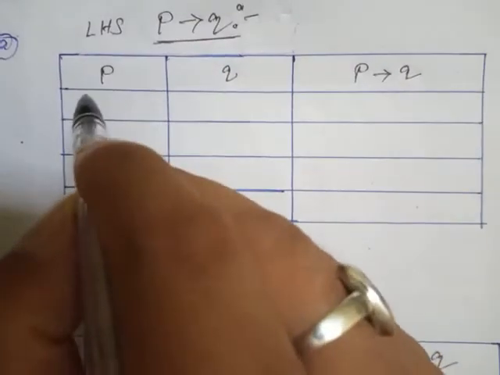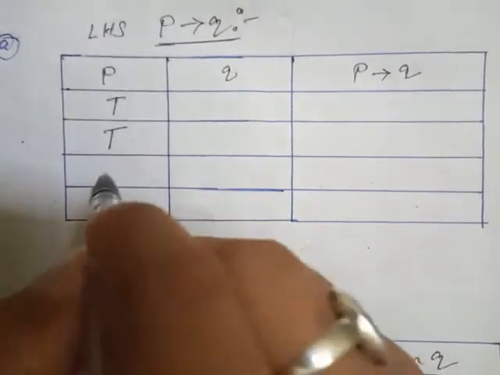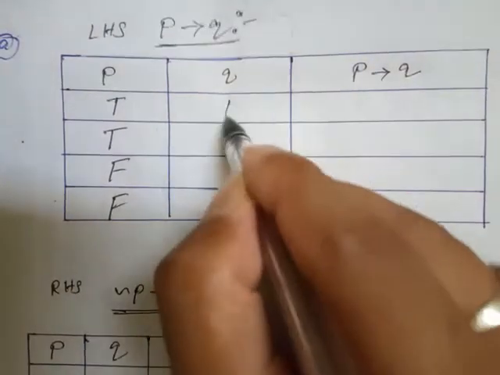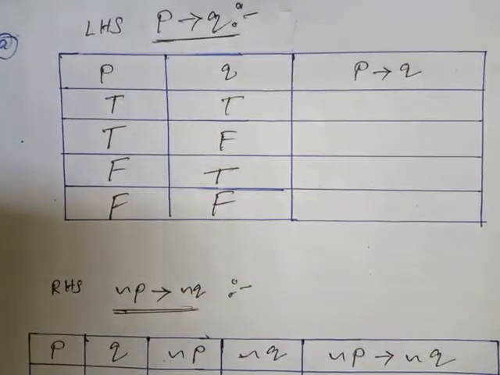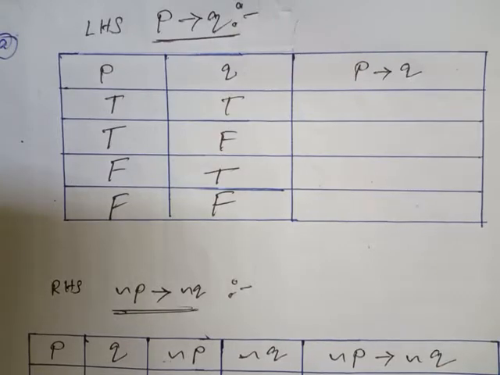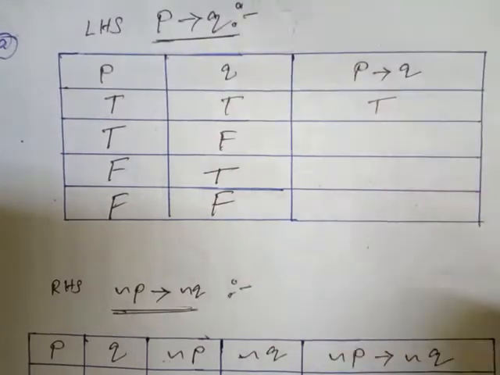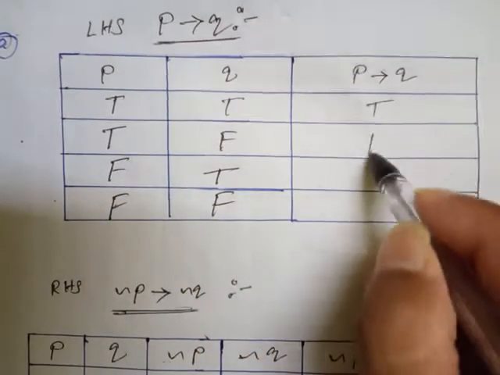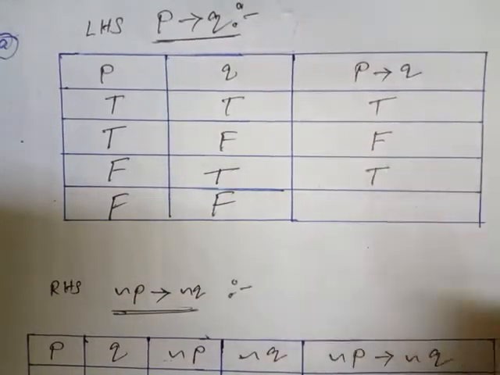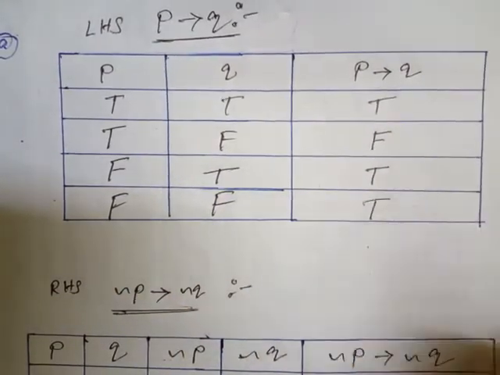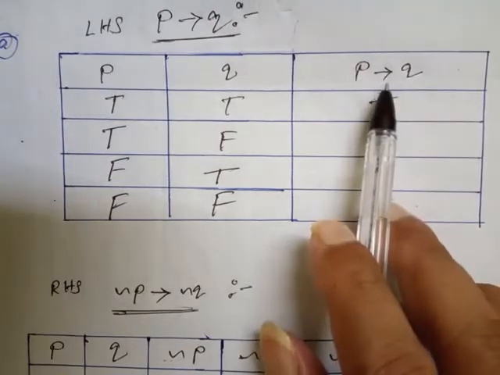So here, TTFF, and there is TF and TF. Now look after that. For the implication, I will definitely use the rule of implication given in the book. True true for the implication is true obviously. Then true false for the implication is false. Now again, false true for the implication is true, false false for the implication is true. This is the P implication Q.